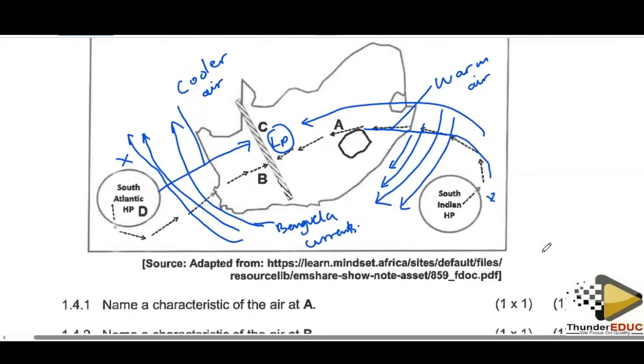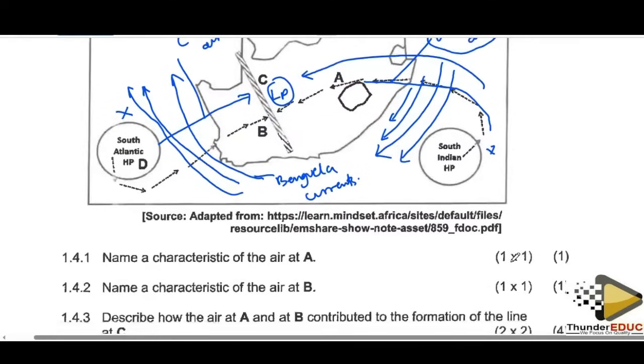So they say, name a characteristic of the air at A. Now this is our air at A here. And we already know that it is a warm air at A. So we're going to say that the characteristic of the air at A is warm, moist air. Warm, moist air.